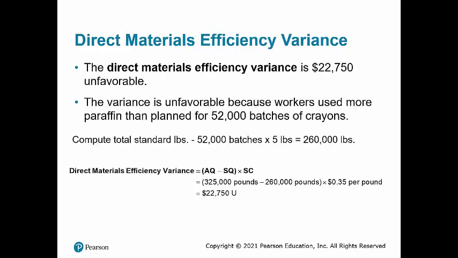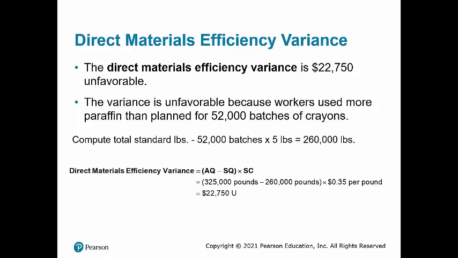The direct materials cost variance is favorable because the purchasing department paid less for paraffin than the standard cost. The direct materials efficiency variance measures the difference between the direct materials actually used, called the actual quantity, and the direct materials that should have been used for the actual output, or standard quantity allowed. This variance measures how well the business uses its materials.